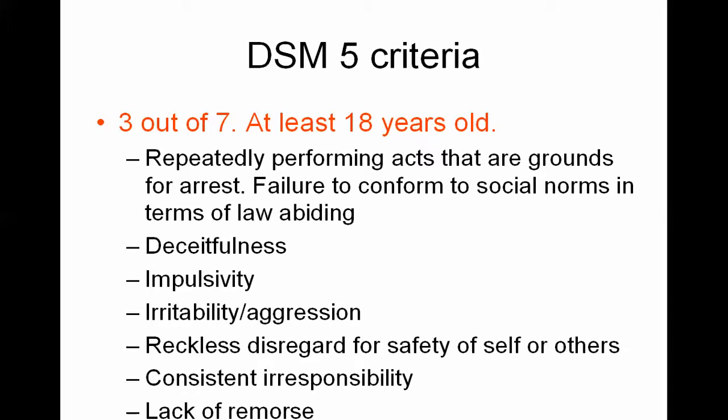Deceitfulness is basically a repeated habit of lying or conning people for personal profit or for pleasure. Then we have impulsivity, or basically the failure to plan ahead. So they just say, okay, right now I just feel like going on the highway and driving 100 kilometers per hour, whatever. You know, they're impulsive, and that leads to this one here, which is a reckless disregard for the safety of self or others. So they might do very dangerous things, and part of those things is taking drugs.